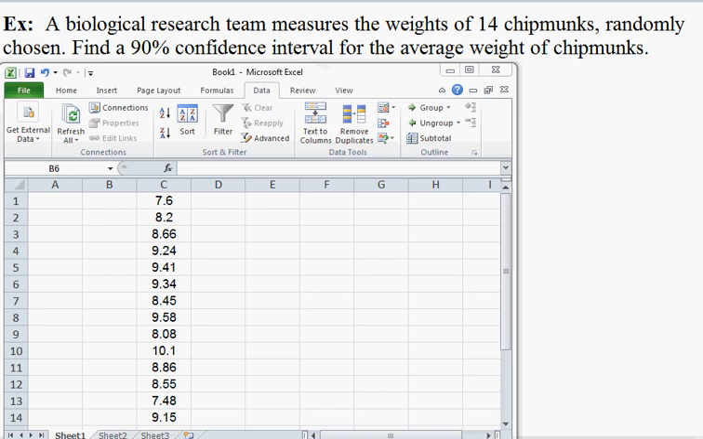Let's now consider a confidence interval problem involving a small sample. We have 14 chipmunks that we've measured the weights, and the question is to find the 90% confidence interval for the average weight. Before getting started on the computations, we first note that the method that we're going to use, the t-interval, only works if the data comes from a normal distribution or comes from something that's plausibly close to a normal distribution.